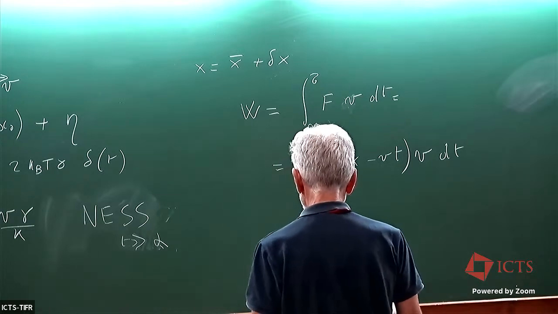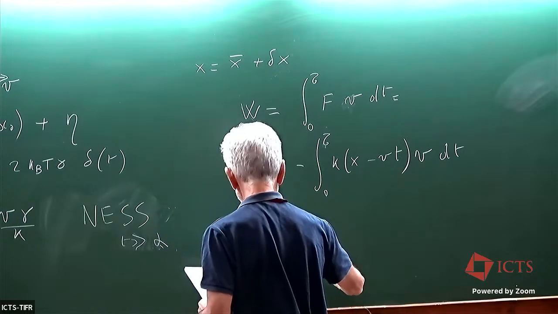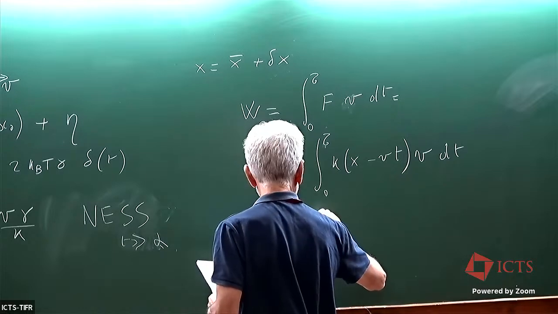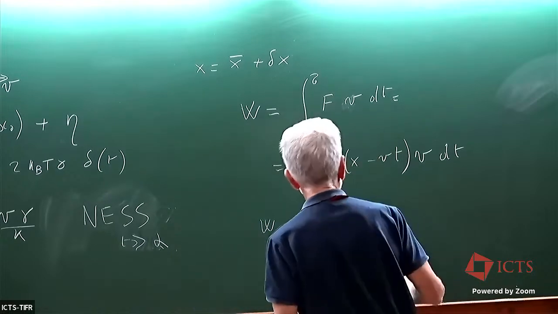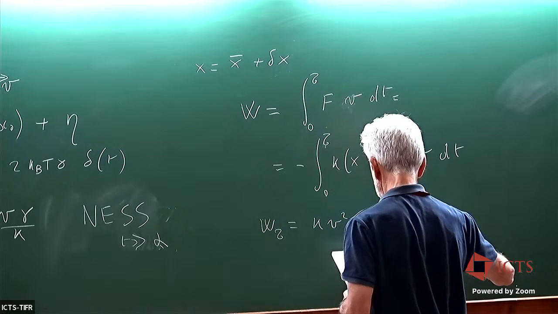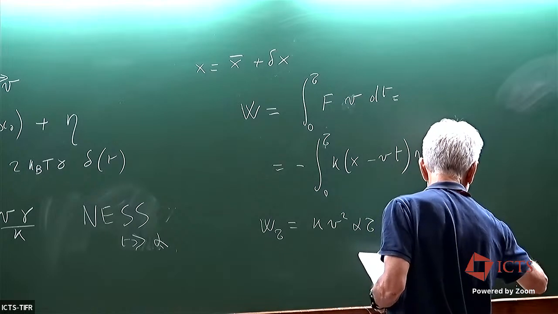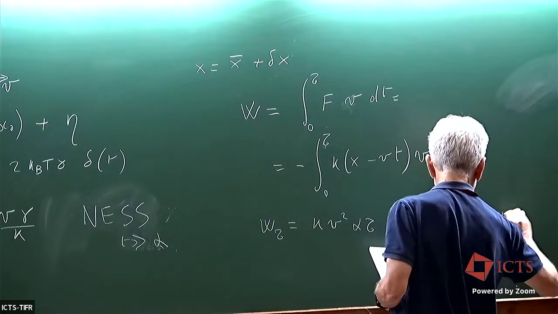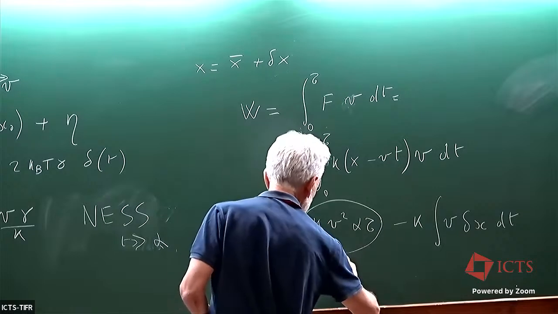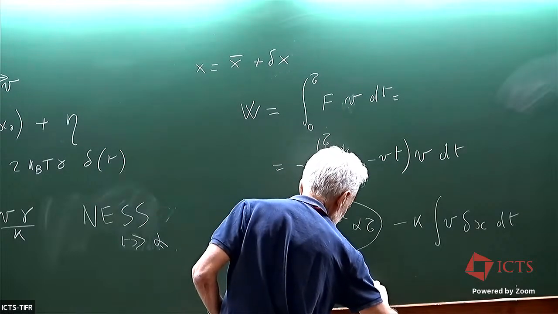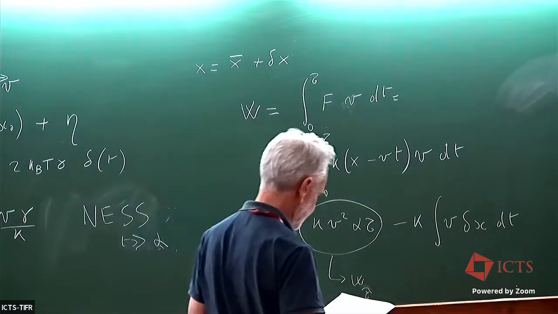So it's easy to see that W_tau is just k v squared alpha tau, minus k v delta x, delta x dt. So this is of course the mean work, the average work, on a time tau, and then I have the fluctuations.